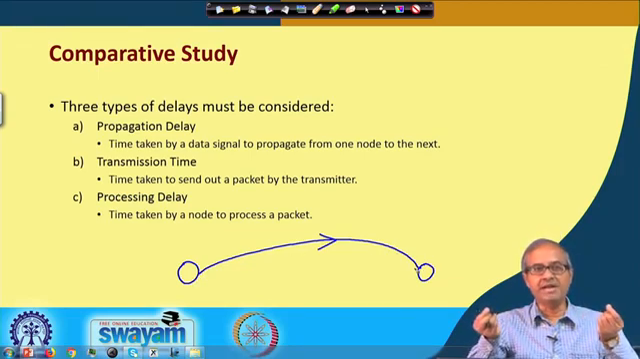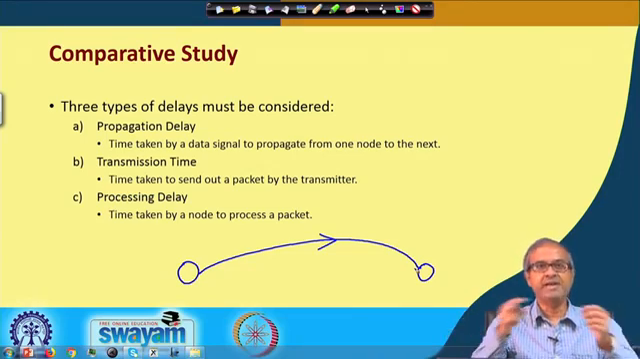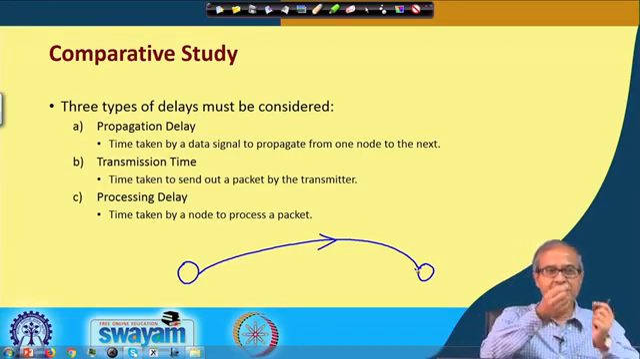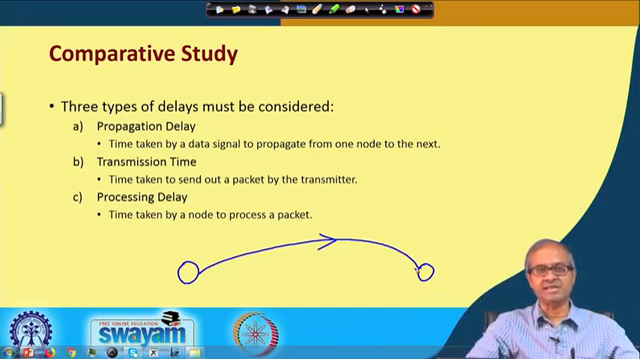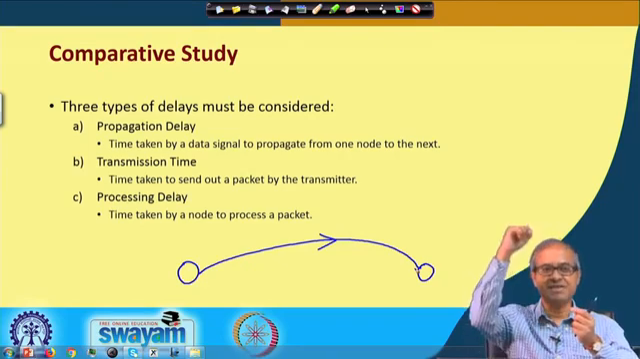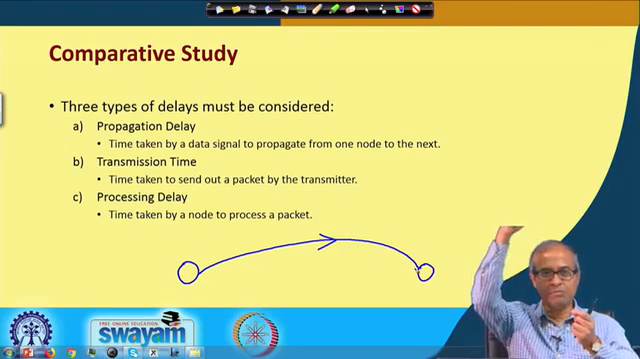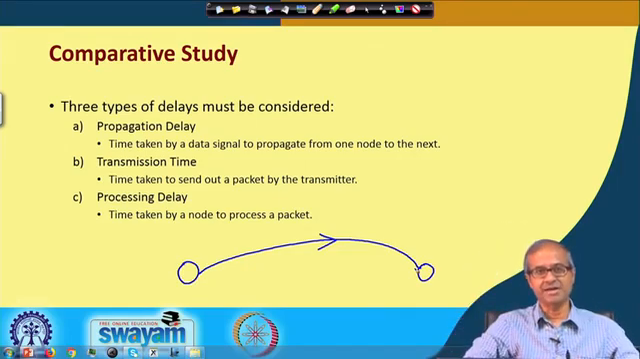If it is a copper link, it can be something. If it is a fiber optic link, it can be different. If it is a satellite link, it can be different. So, depending on the type of link, suppose you send one bit of data, how much time that one bit will take to reach the other end depends on the medium. Suppose you are using a satellite, then it will take a fraction of a second to go up to the satellite and come back. So, it depends on the medium.